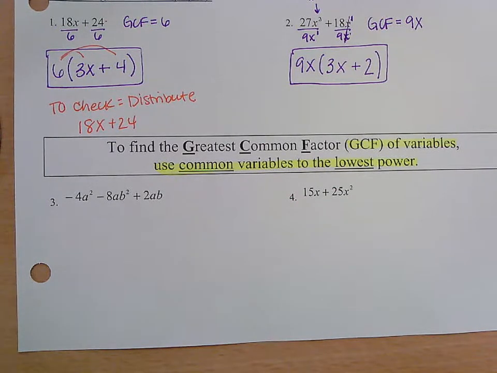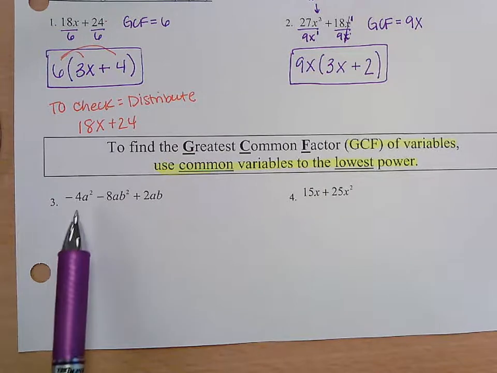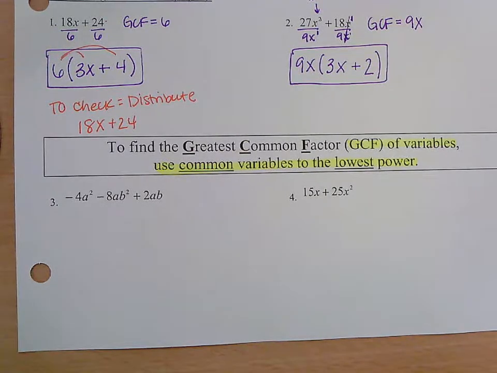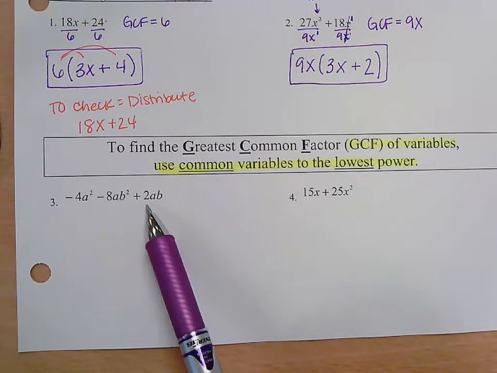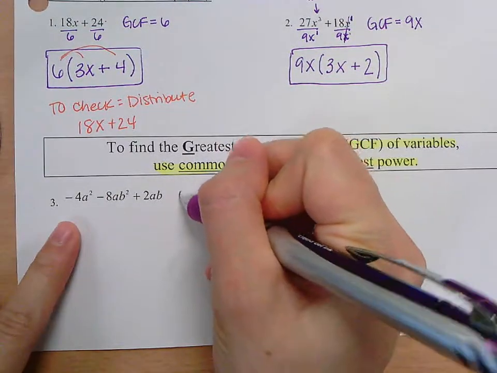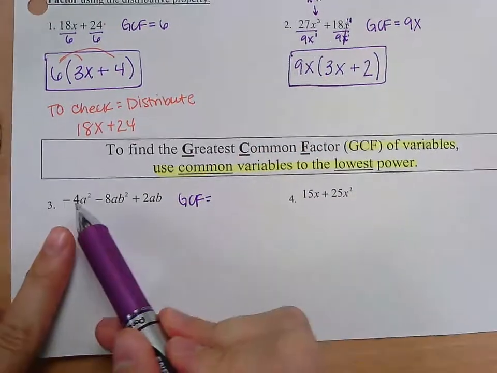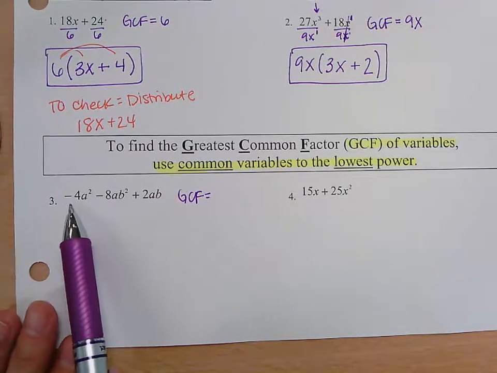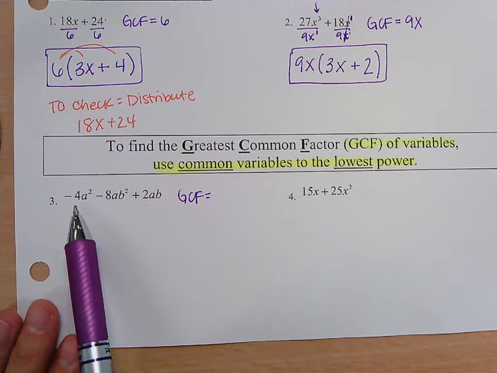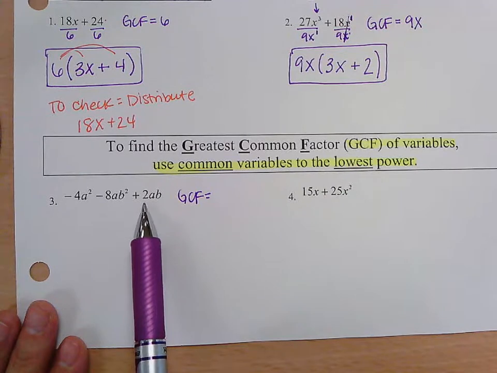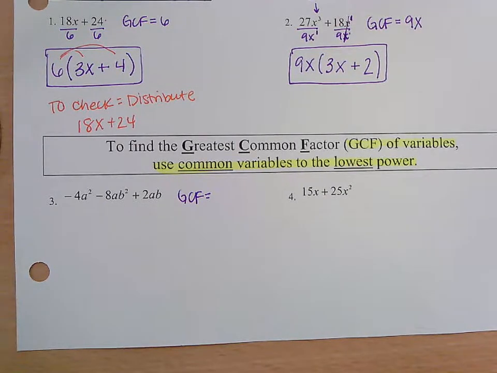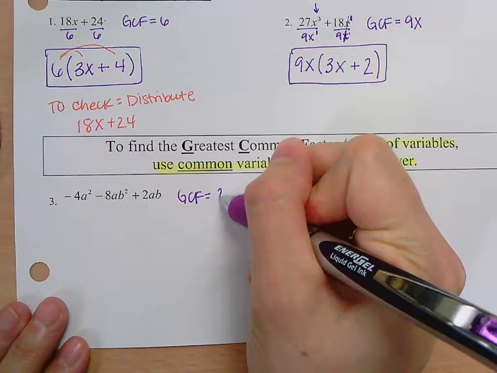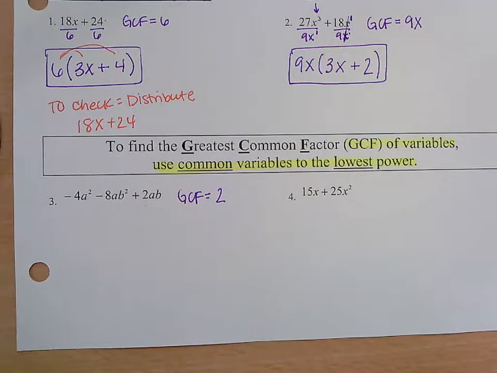Okay, let's look at 3 and 4 here. Now, how many terms does number 3 have? There's 3 terms. So I have to look at all 3 of these. I would first look at the coefficients, the numbers in front. If they're negative, I'm still just looking at 4, 8, and 2. What's the greatest common factor of 4, 8, and 2? 2. Okay, the highest number that goes into all of them is 2.